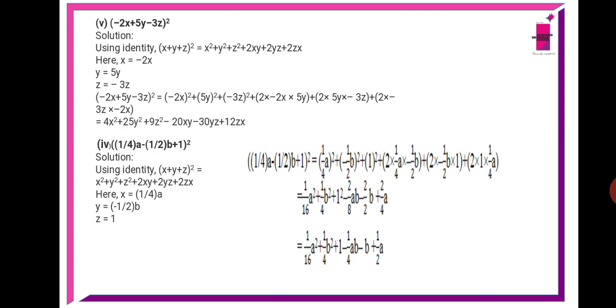So minus 2x plus 5y minus 3z whole square, that also here x represents minus 2x, y represents 5y, and z represents minus 3z. And the next one, 1 by 4a minus 1 by 2b plus 1 whole square, x represents minus 1 by 4a, and y represents minus 1 by 2b, and z represents 1. After simplifying, we get 1 by 16a square plus 1 by 4b square plus 1 minus 1 by 4ab minus b plus 1 by 2a.